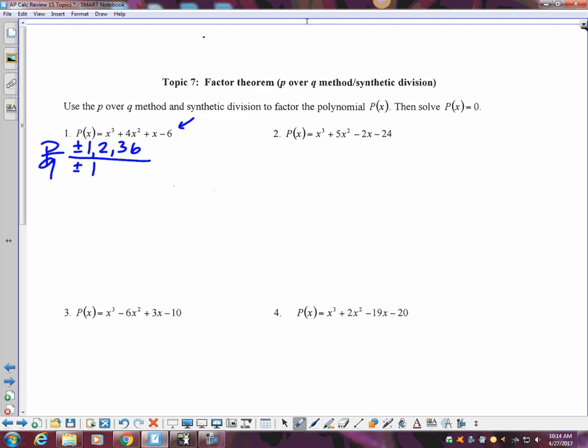Now, back in the day when we didn't have a graphing calculator, you just start doing what with these numbers to see if they worked? Don't say plug it in. Don't ever say plug it in. Just ban that from your math vocabulary forever. What do we do with the 1, 2, 3, 6 and the -1, -2, -3, -6?